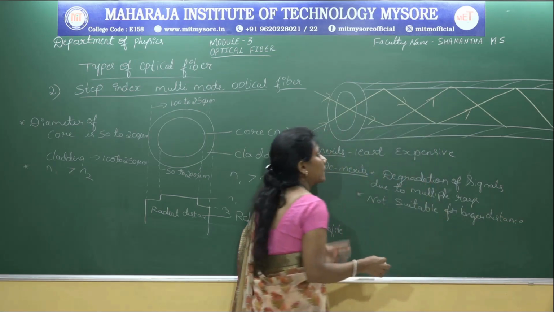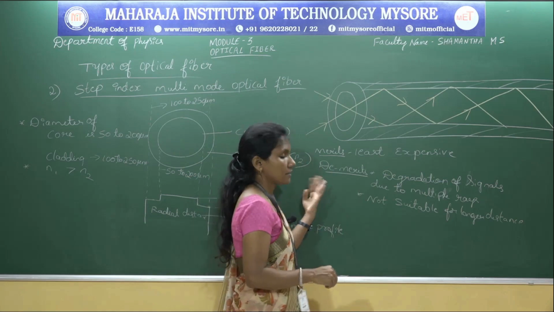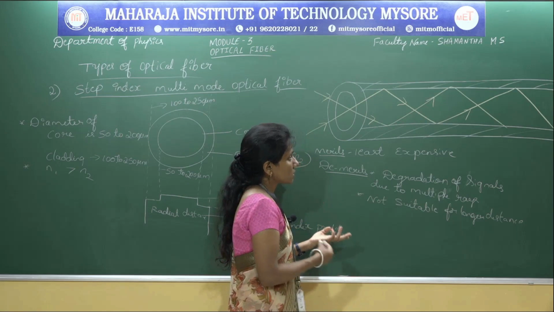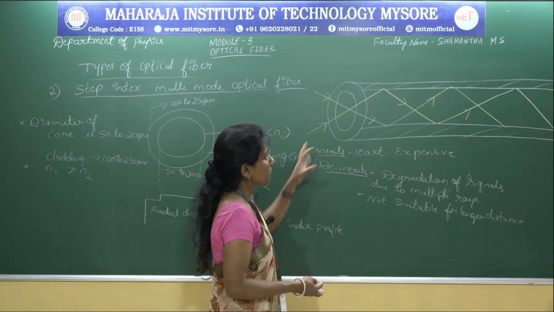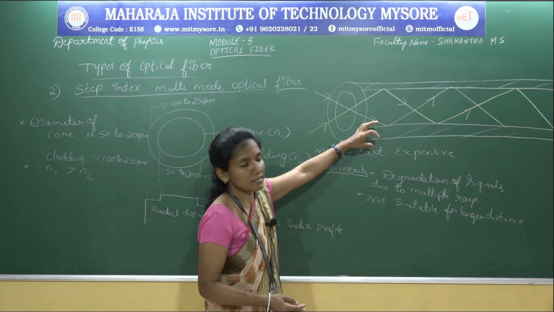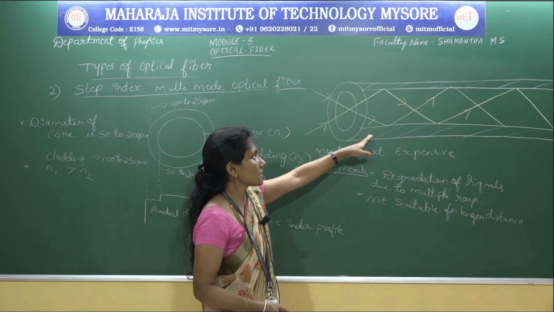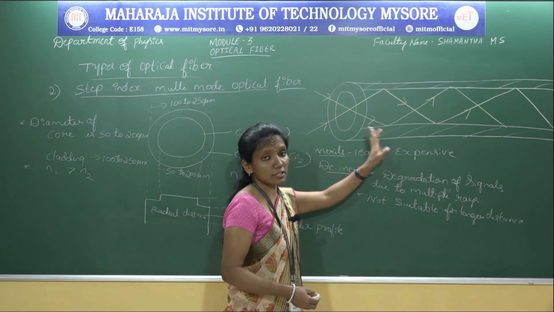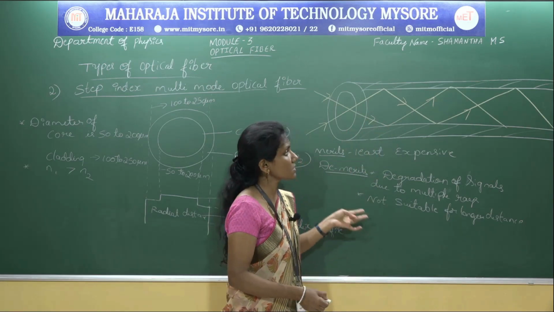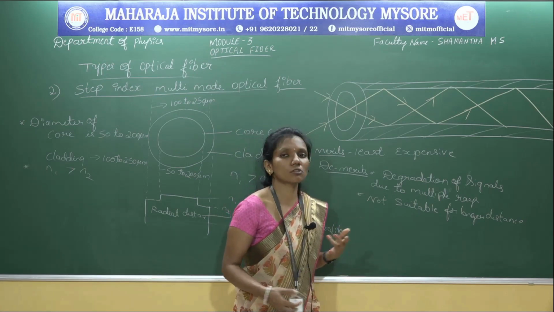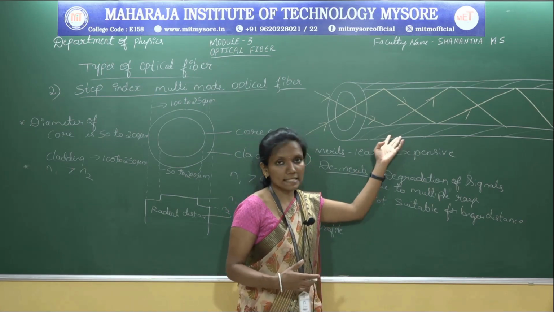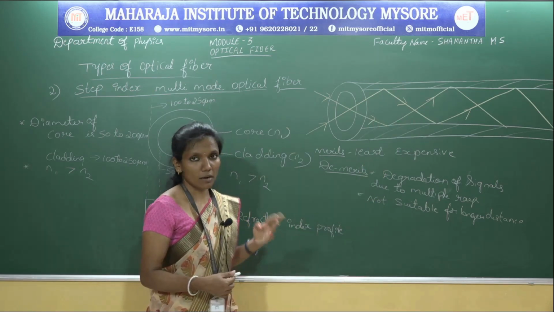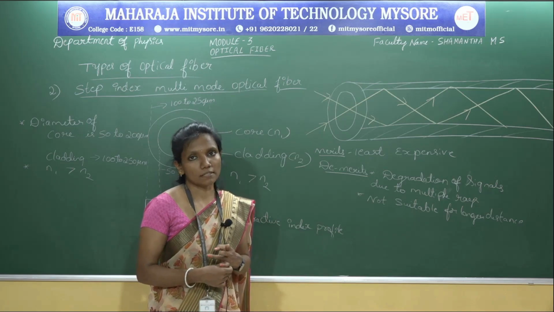So that's why this has a lower bandwidth compared to the step index single mode optical fiber. If a number of rays pass together inside the optical fiber, there is a loss of signals, and also attenuation. Attenuation means the strength of the signals may decrease due to collisions inside the optical fiber. It is used less compared to the single mode optical fiber.